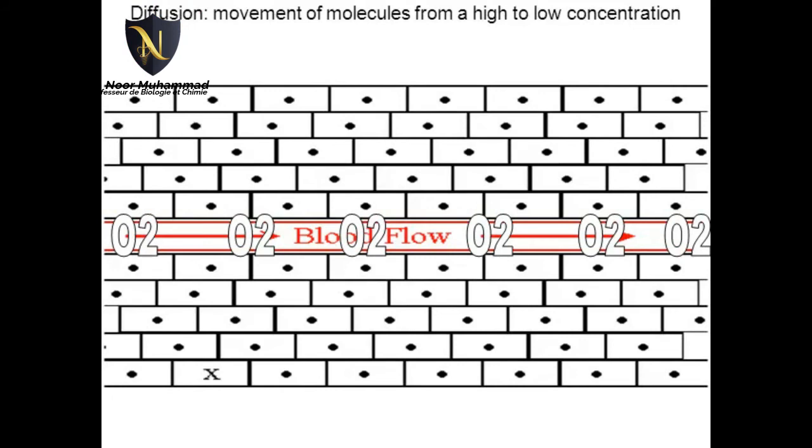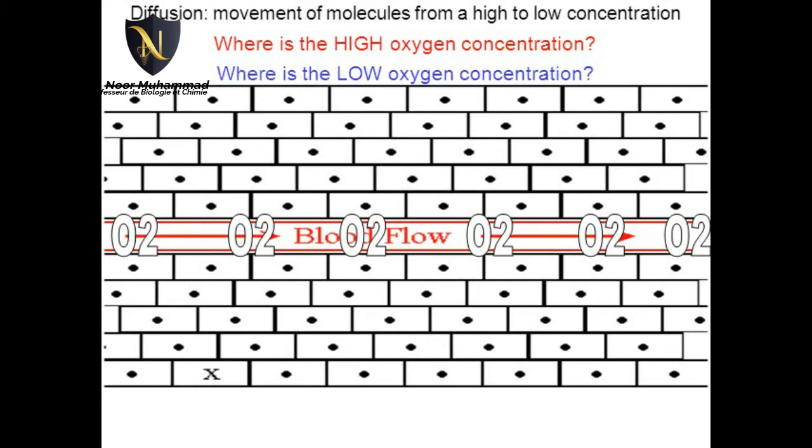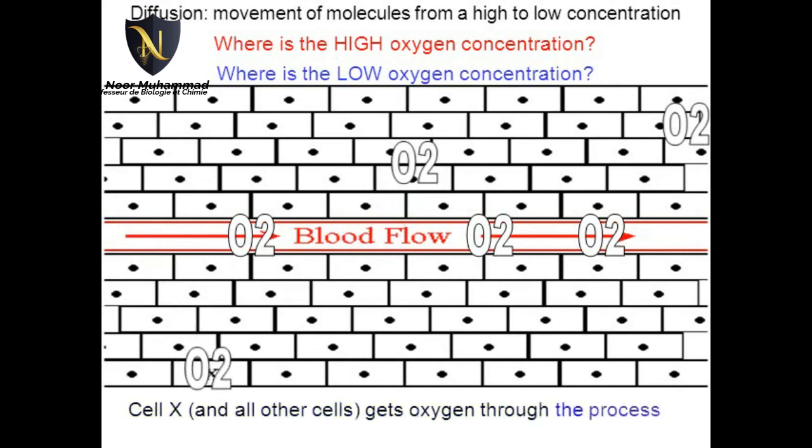Well, the simple answer for how cell X gets oxygen is if we remember what diffusion is. Diffusion is the movement of molecules from a high to a low concentration. Ask yourself, where is the high oxygen concentration? And where is the low oxygen? Well, the high oxygen concentration is in the blood. The low oxygen is in cell X and all the other cells. And so simply by diffusion, molecules are going to move from a high concentration, the blood flow, to a low concentration, the cells. So cell X and all the other cells get their oxygen through the process of diffusion.